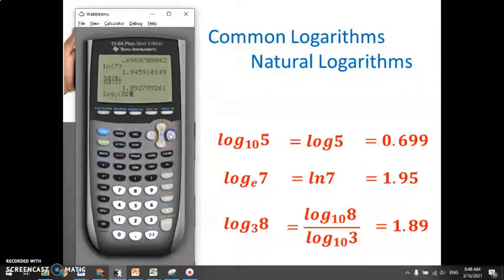And that answer should be identical to what we got here, because this and this are equivalent. So let's check. And there it is, we see the same answer. Great, so maybe your calculator can allow you to enter different bases. Experiment, see what you can do.